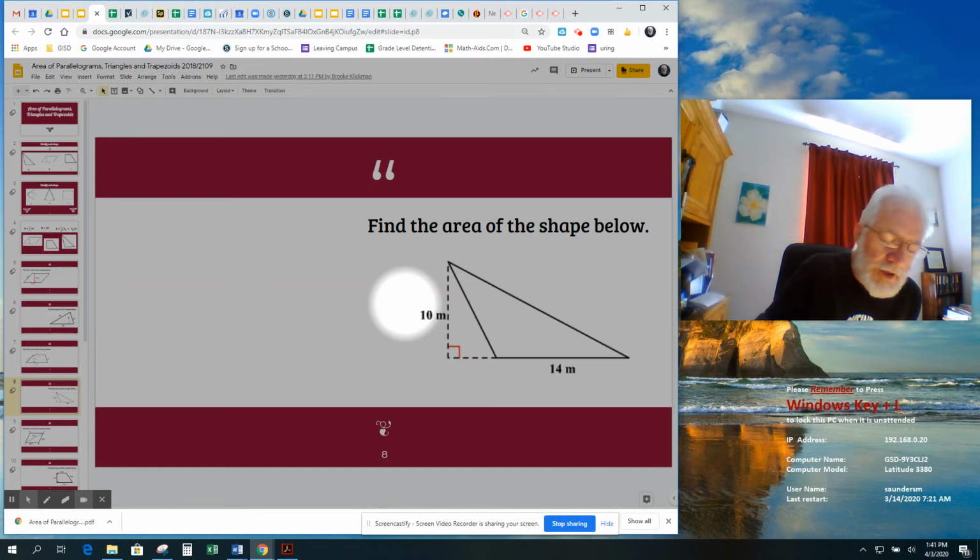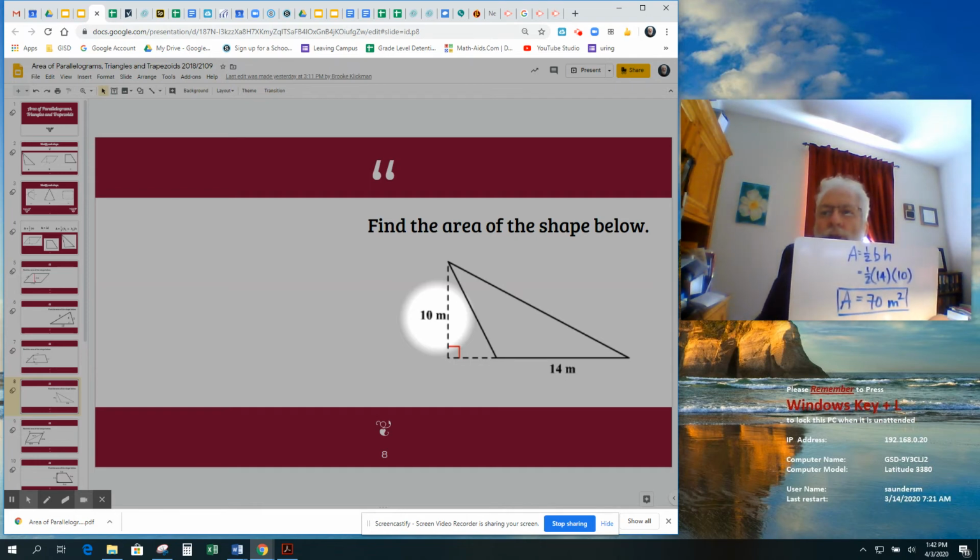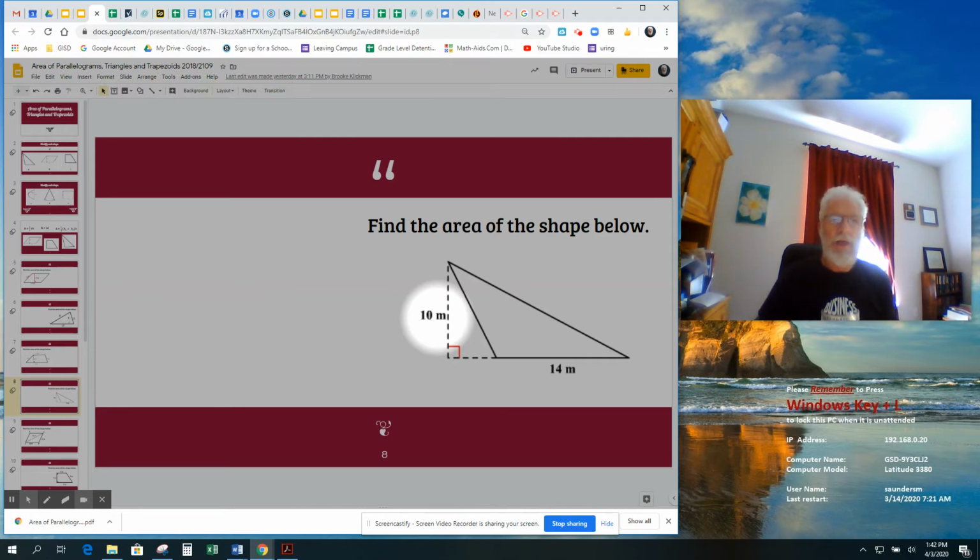So area equals 70. And my units are meters. And area is always going to be units squared. So meters squared. So area equals 70 square meters. Okay. Next one.